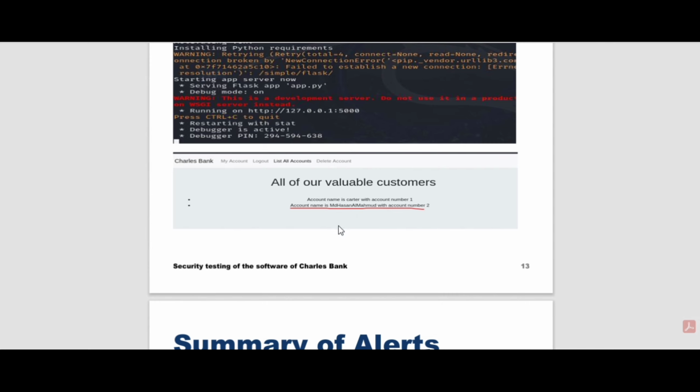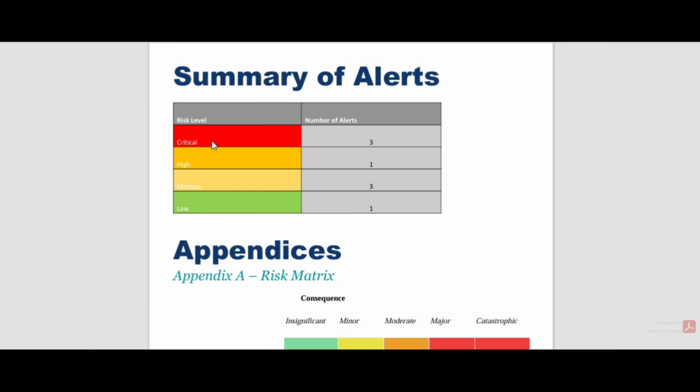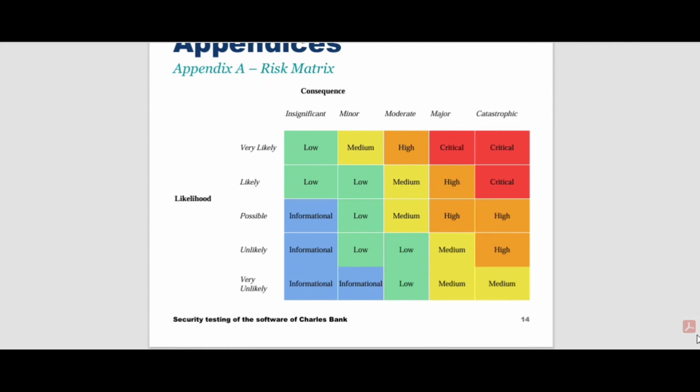Well, this is the end, and this is a summary of alerts: how many alerts for critical, for high risk level, for medium, and the same for low level. And this is the appendix.